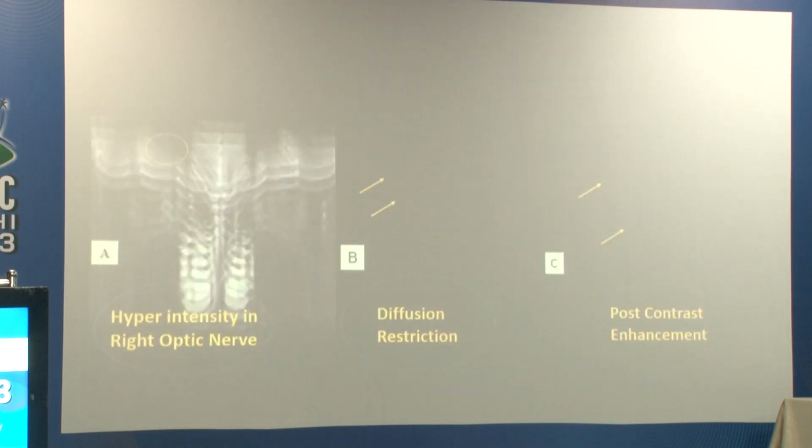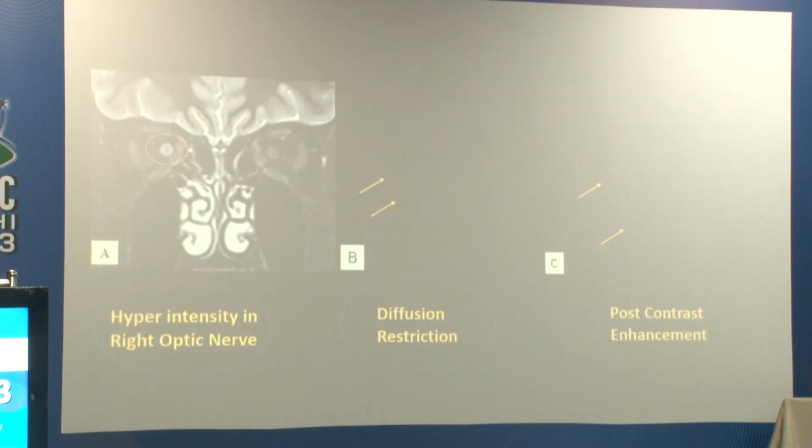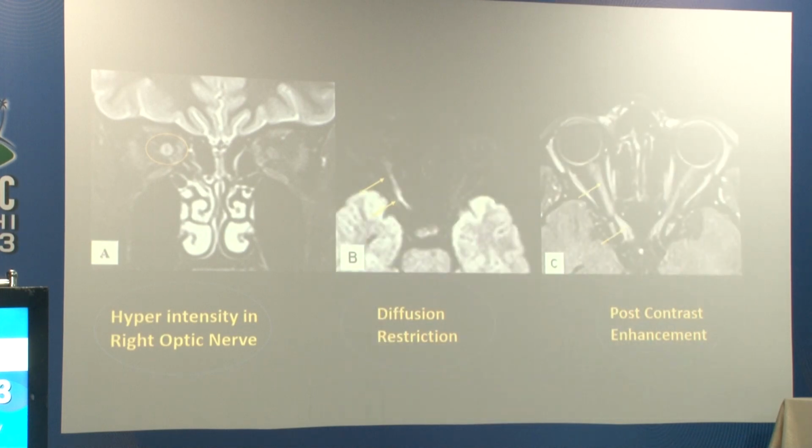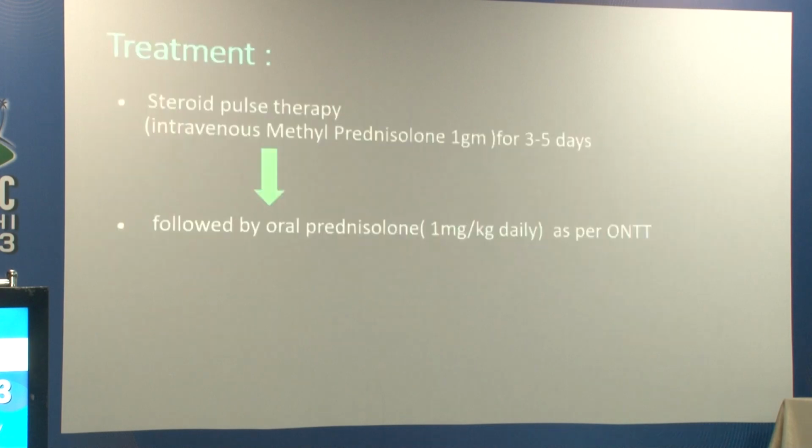that is 66%. In the first image, there is hyperintensity in the right optic nerve. In the second image, you can see the diffusion restriction. In the third image, you can see the post-contrast enhancement.